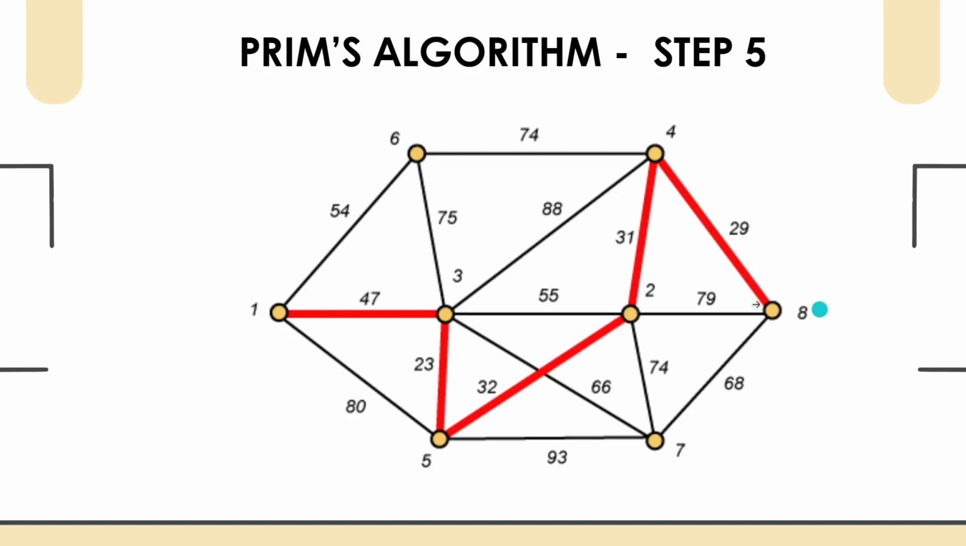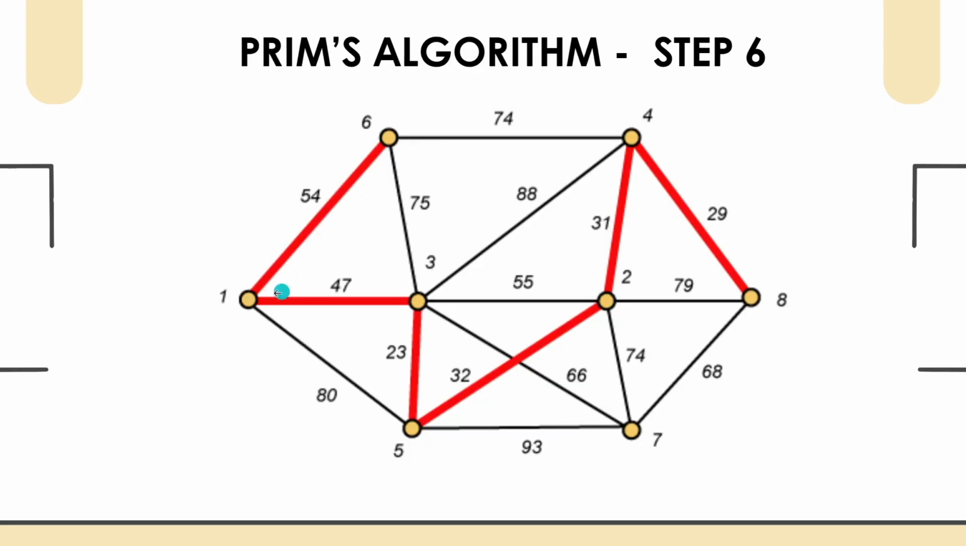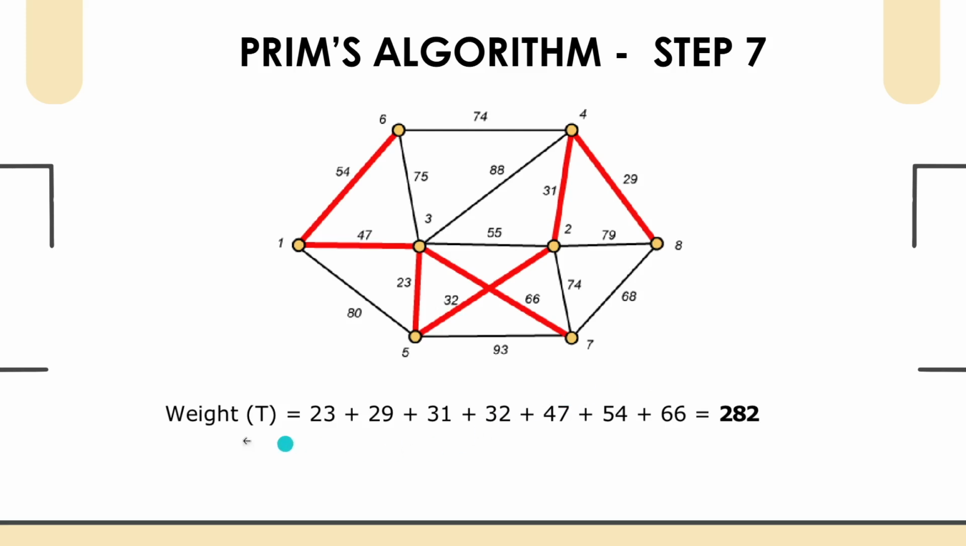And after that, on reaching 4, we have considered the available possibilities, of which reaching 8 at a cost of 29 is the least, and so we have chosen this. And at last we have chosen the edge with the least cost, 54, and thereby we are able to extend connectivity between vertices 1 and 6. So, when you sum up the cost, this is going to be the total cost of this minimal spanning tree.